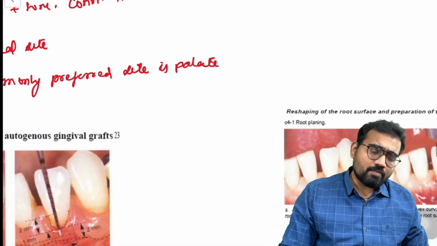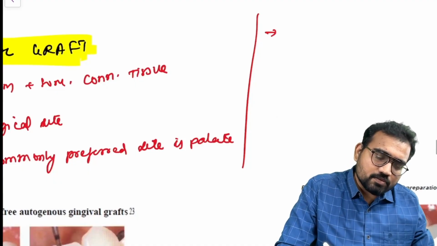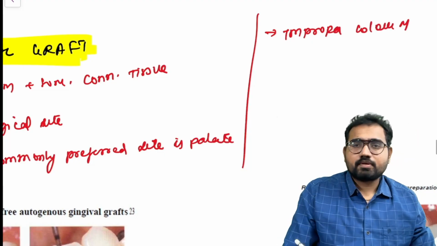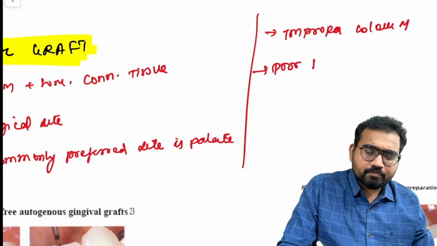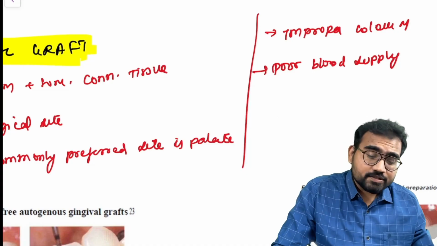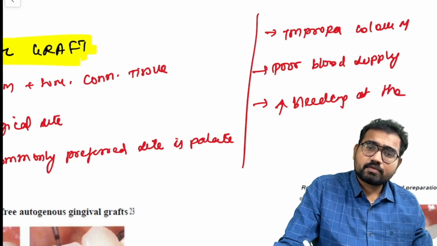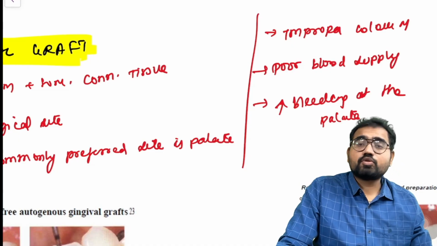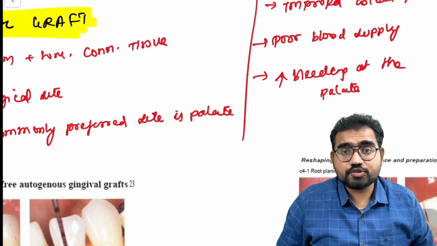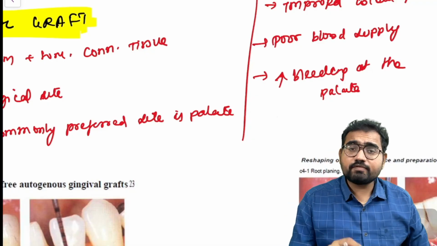And a few drawbacks of a free gingival graft are improper color matching and poor blood supply to surgical sites, so there will be increased bleeding at the palate area, the donor site. Okay, the tooth which has recession becomes a recipient site, and the palate which gives the tissue becomes a donor site, so it has increased bleeding, so it is difficult to stop the bleeding. Okay, difficult to achieve hemostasis.